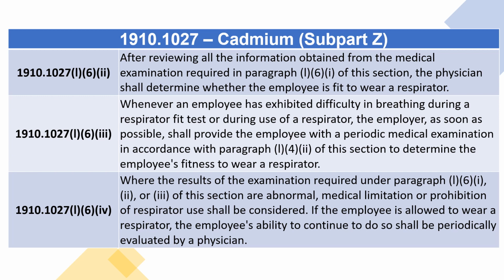1910.1027 L. 6 4. Where the results of the examination required under paragraph L. 6 I. 2 or 3 of this section are abnormal, medical limitation or prohibition of respirator use shall be considered. If the employee is allowed to wear a respirator, the employee's ability to continue to do so shall be periodically evaluated by a physician.